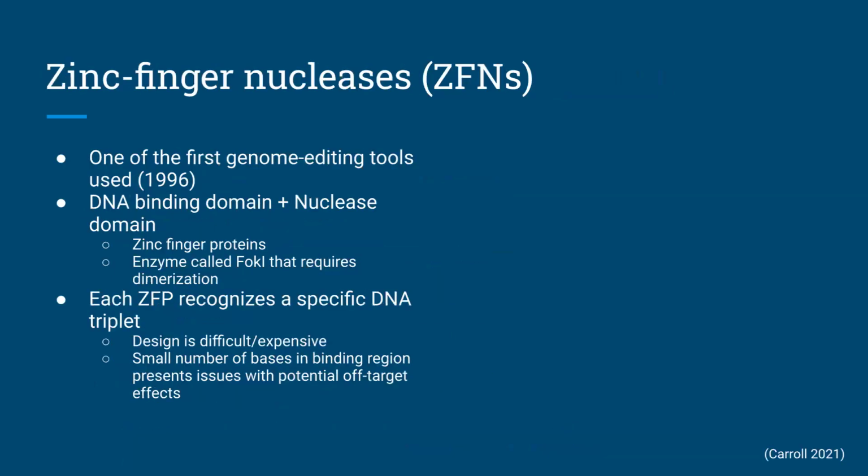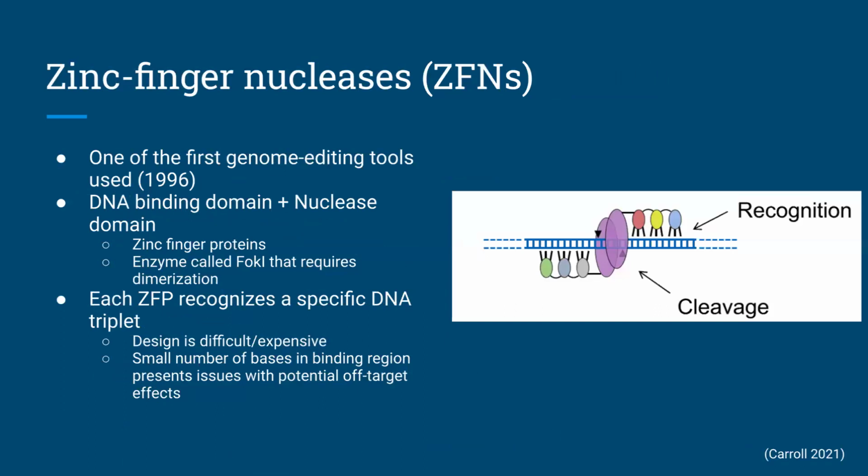Okay, great. And then, as far as tools used prior to CRISPR, there were a couple things that were used starting in 1996. The first was the zinc finger nucleases, or ZFNs. This is one of the first genome editing tools. It consisted of a DNA binding domain and a nuclease domain. The DNA binding domain was made up of zinc finger proteins, and the nuclease domain, which actually did the cleaving, was an enzyme called FokI. That enzyme requires dimerization, so they need to come together, and then the cleavage occurs.